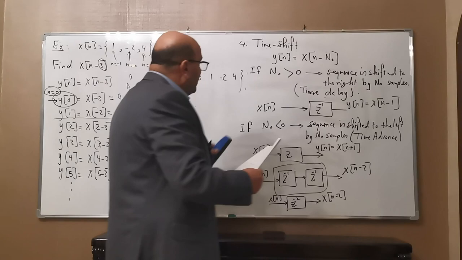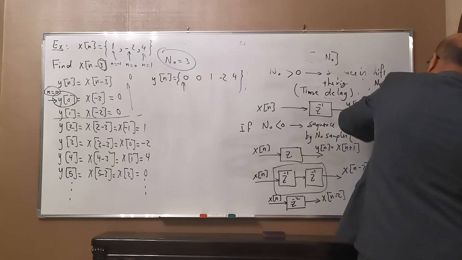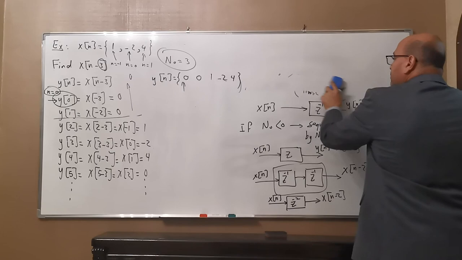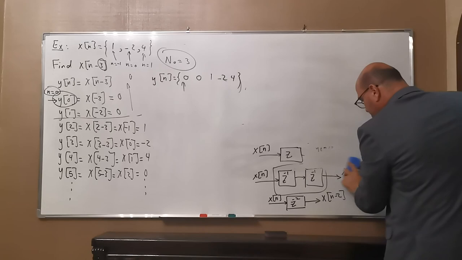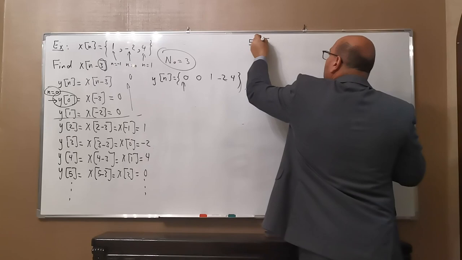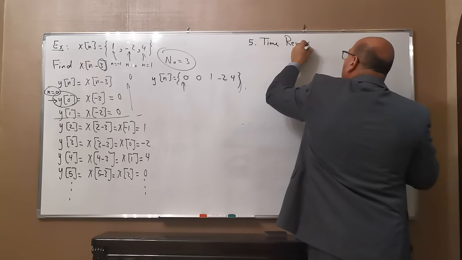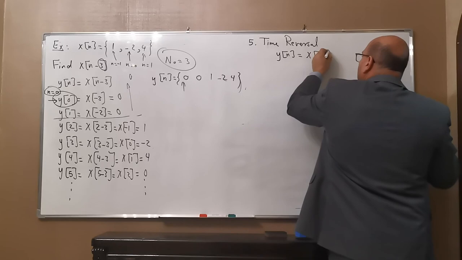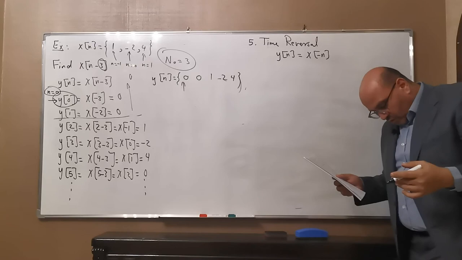Okay, the fifth operation that we are going to take is the time reversal. Reverse in time. Sorry, I'm sorry about this. This is minus 2 and 4. Let's keep this one. Fifth operation is time reversal. Time reversal means that you have y of n equals x of minus n. So you have a flip, a 180 degrees phase shift. You flip the sequence, and let me just demonstrate this with a graph.